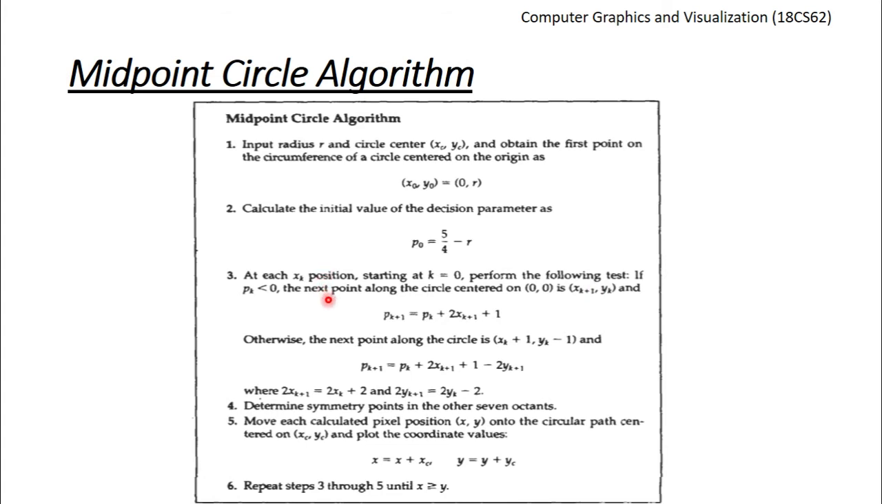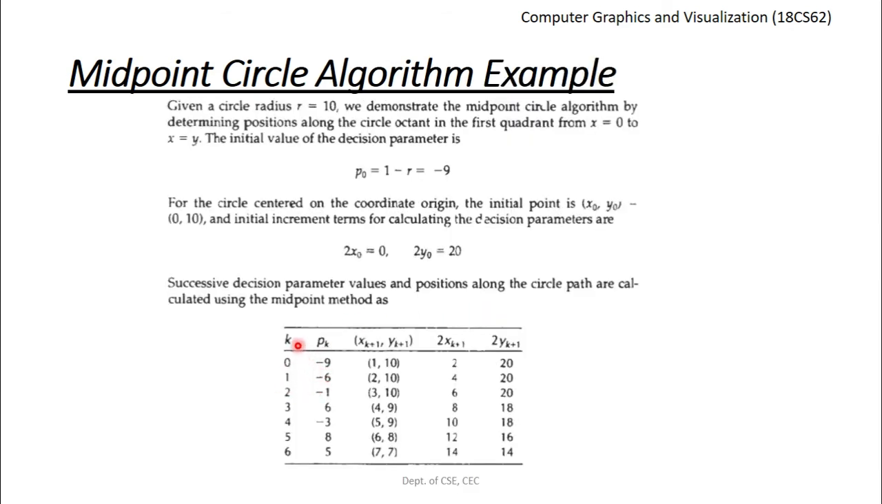After computing the next point, we need to compute the next decision parameter using this equation, pk plus 1. What was the value of k? Initially it was 0. So p0 plus 1, that is p1, equals the previous value of pk, which is minus 9, plus 2xk plus 1 plus 1. So 2xk plus 1 was 2, plus 1. So p1 will be minus 9 plus 2 plus 1. So the value of p1 will be minus 6. So that is what we have written here. For k equals 1, p1 will be minus 6. That is the next decision parameter.